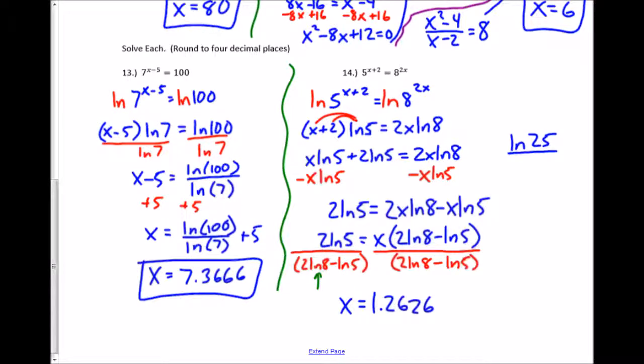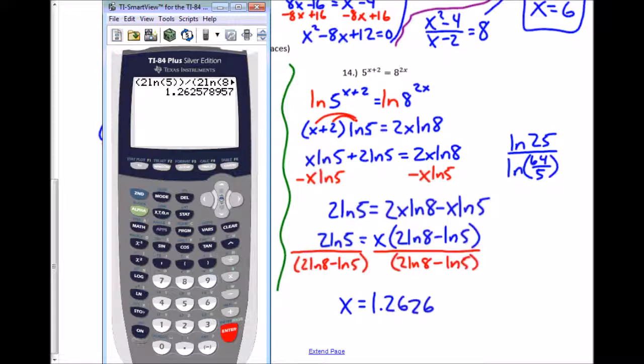So a quick couple operations using my properties of logarithms, I'm now going to be punching in the natural log of 25 divided by the natural log of 64 over 5, which I'm going to show you real quickly. That'll give you the same answer, the natural log of 25 divided by the natural log of 64 fifths. Okay? It's just a little bit easier to plug it into my calculator that way, but I do get the same answer. All right?